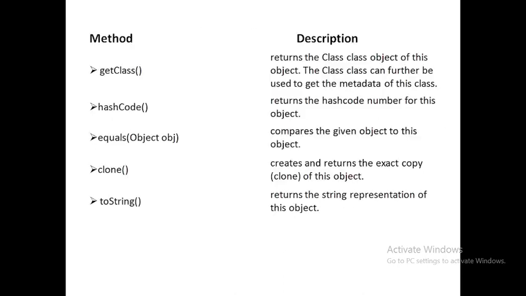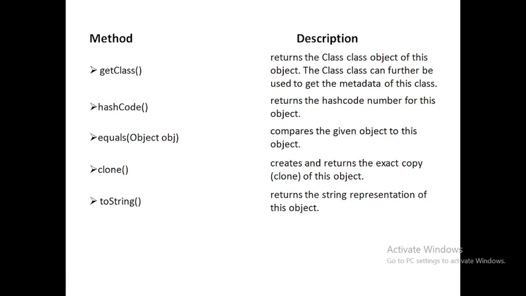We have some methods in the Java programming language. Some of the methods I have given here, and I will explain each of them. The first method is the getClass function. It returns the class object of this object. The class can further be used to get the metadata of the class.